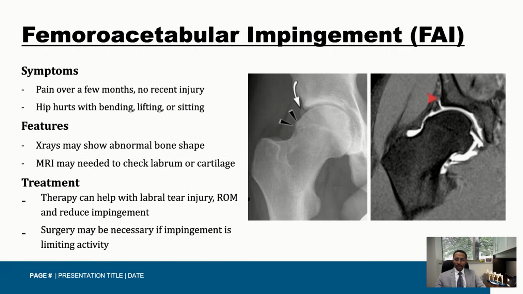Another hip condition that I commonly see is called femoral acetabular impingement, or FAI. This is something that's less known, but is very common in the United States. This can result in hip pain that's developed slowly over the past few months. The hip hurts when you're bending, lifting, or sitting. You play or you're very active. Your x-rays otherwise are normal. You don't have arthritis. You may need an MRI to check for labral injuries or injuries to the cartilage. This is an example of such an injury, where you can see with the black arrows, there are bone spurs that have developed.